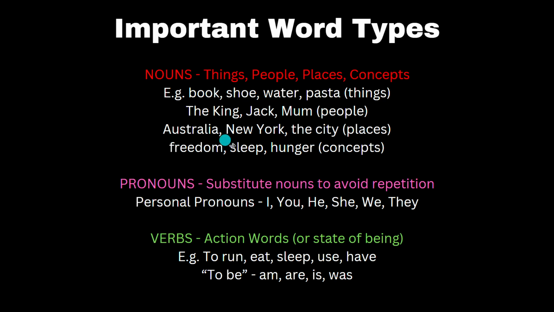You'll notice that some of these nouns have a capital letter and some of them don't. The reason is that some nouns are what's called proper nouns, which means they refer to a person's name or a place that has a name. If it's a specific person's name or a place with a name, it generally has a capital letter. So Australia and New York, one's a country, one's a city, have a capital letter. Jack is a person's name, and you always capitalize a person's name.